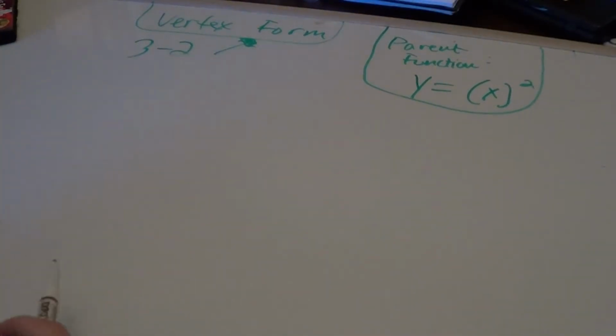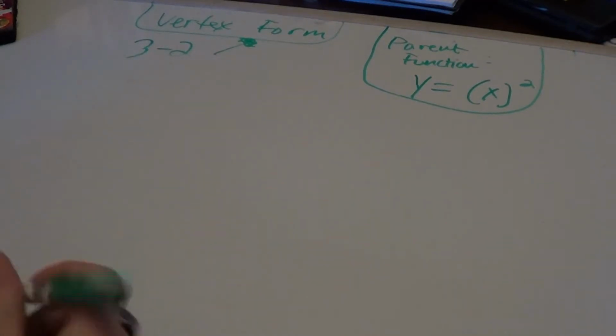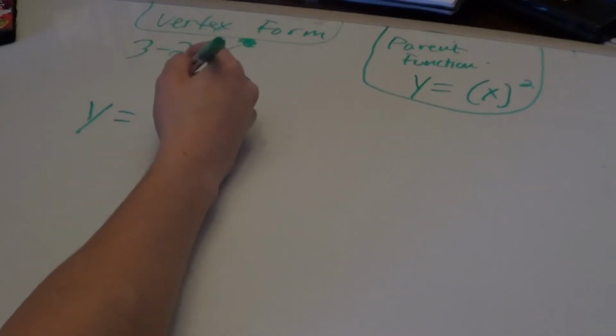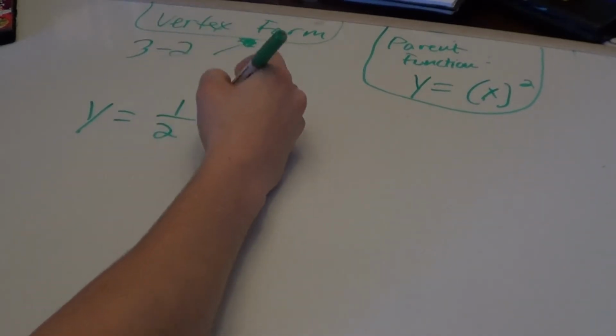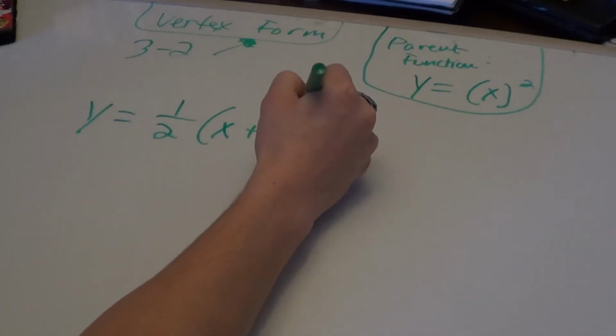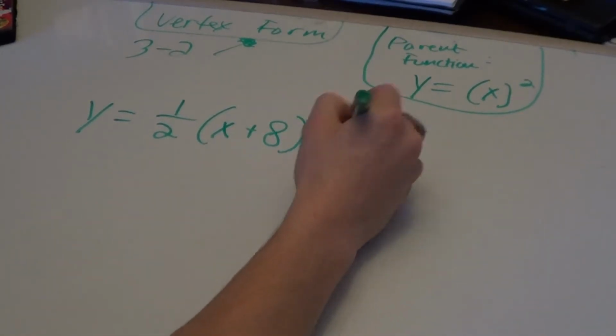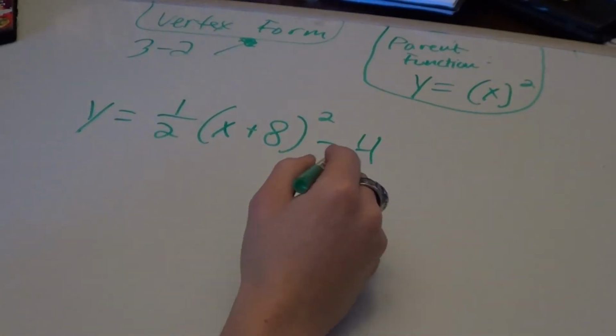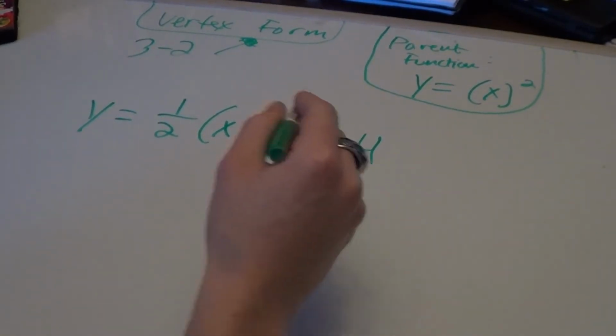Okay, let's move on to one last problem, something a little more difficult, which involves the changing of all three variables, the a, the h, and the k. So we're going to have y is equal to 1/2 open parenthesis x plus 8 close parenthesis squared minus 4. And this time we're involving the k at the end.